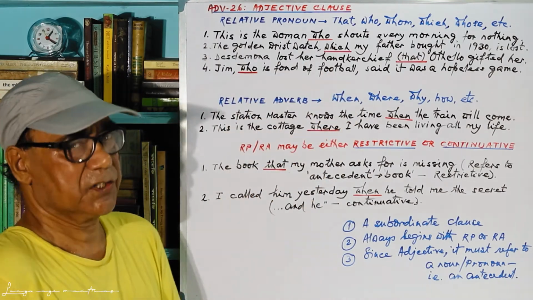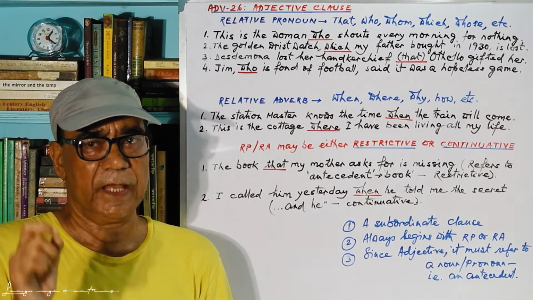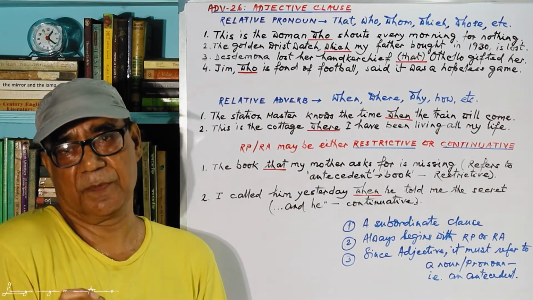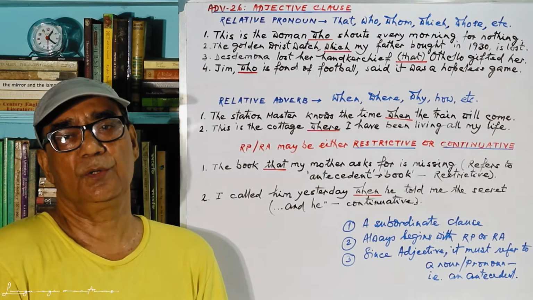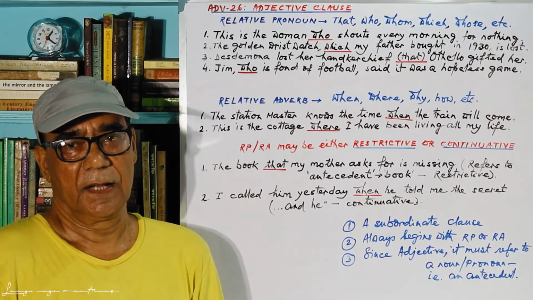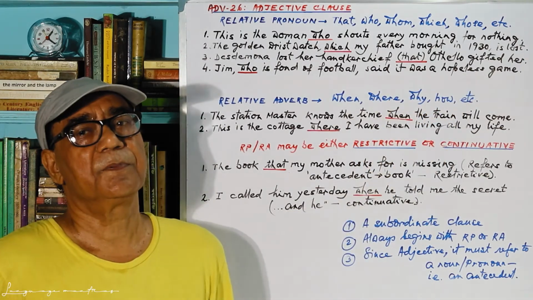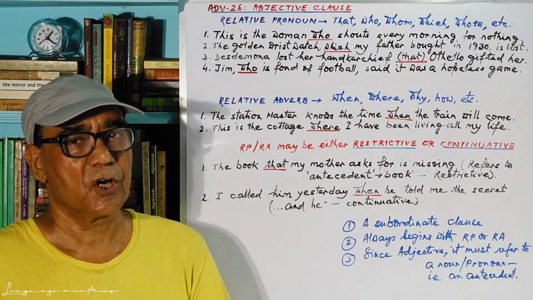Desdemona lost her handkerchief. We are not speaking of any handkerchief. We are speaking of a particular handkerchief that Othello gifted her. So in this way, this part becomes a restrictive relative clause.